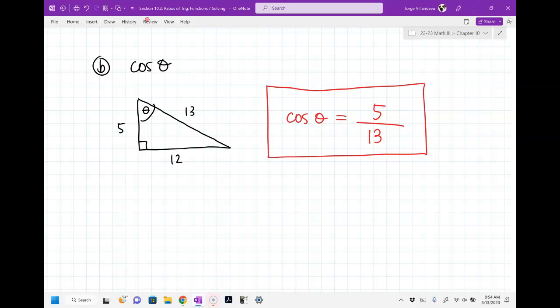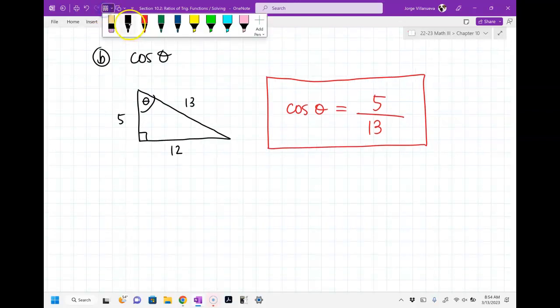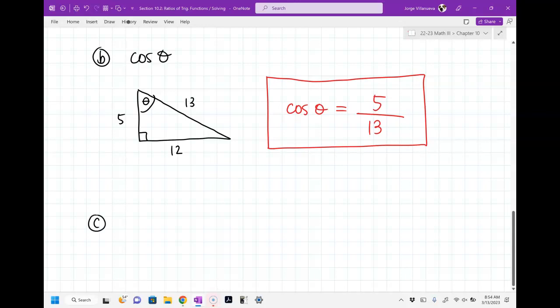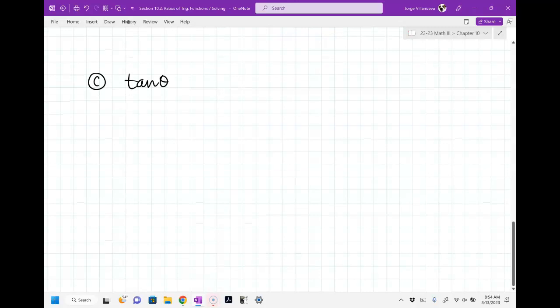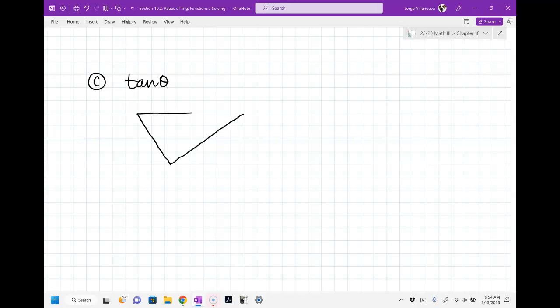Adjacent over hypotenuse. Do you remember doing this last year? Again, this is just a quick review they want you to do to get you prepped for the CASP exam that's coming up. All right, last one we're going to do here, tangent of theta, just doing these ratio values. So let's do one that looks like this. Let's try 6.